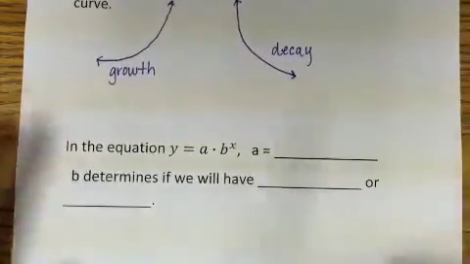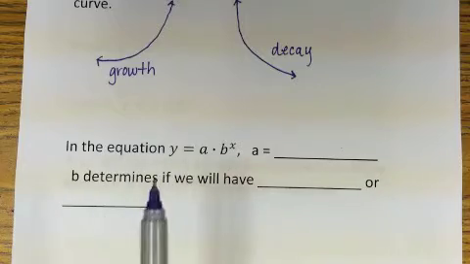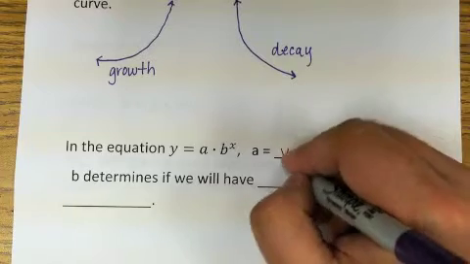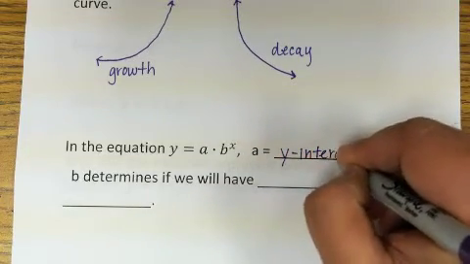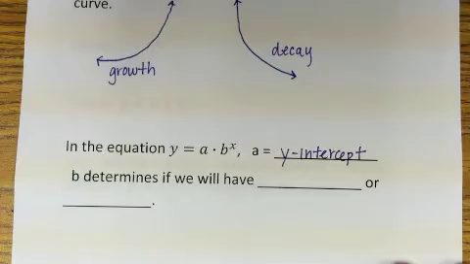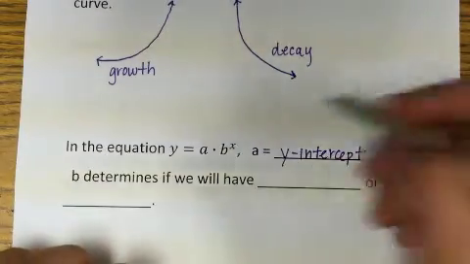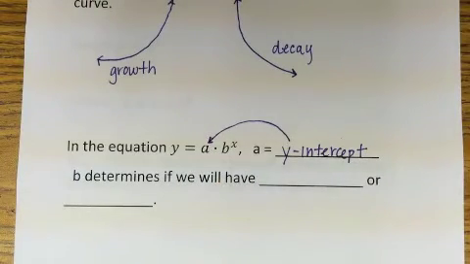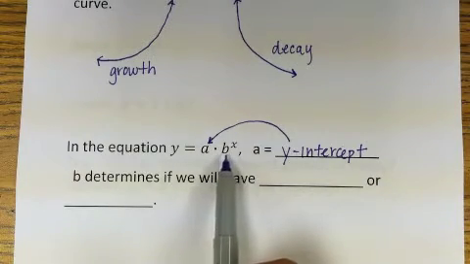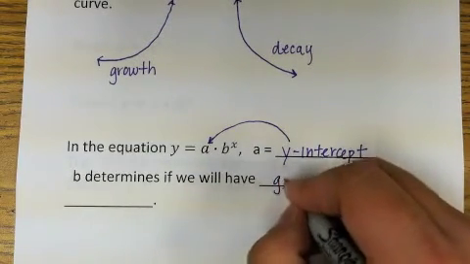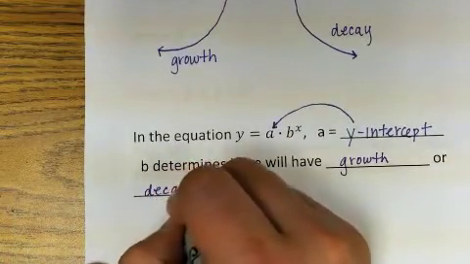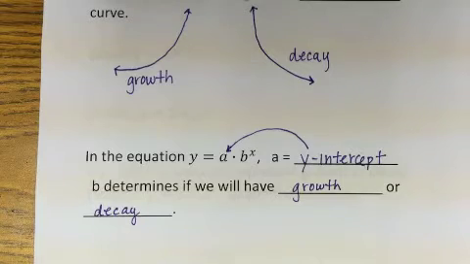Okay? So in the equation y equals a times b to the x, a is going to refer to our y-intercept. Very important. You need to understand. Remember, y-intercept is where we start to graph. So this is always the y-intercept. Always, always, always. Okay? And the letter b determines if we will have growth or decay. Okay, and we're going to talk about that in a few moments.